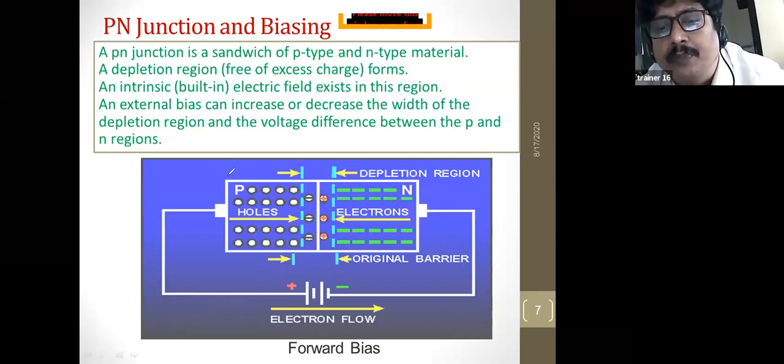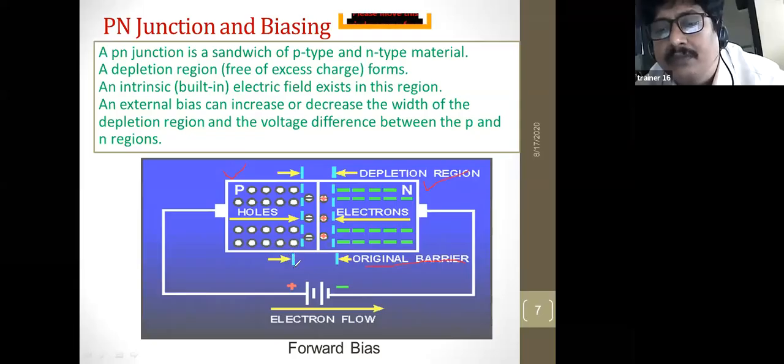This is a P-type semiconductor, and this is an N-type. The P and N both are sandwiched together. And then here, these are the barrier. You can also call it a depletion layer.